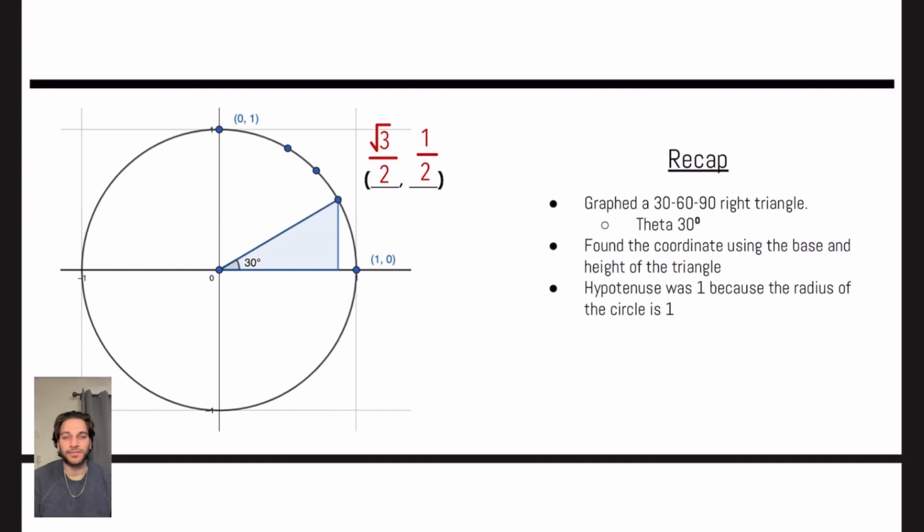Just to recap that, this is what that looks like. So what we did was we graphed a 30, 60, 90 right triangle. The theta angle that we used was 30 degrees, so that's here. We found the coordinate, the x comma y, using the base and the height of our triangle. So the base is your bottom side, and then the height is the rise part. So our x value is root 3 over 2, and our y value is 1/2. The hypotenuse that we used was 1, and that's because the radius of that circle is 1. So that means from the center to the circumference of the circle, no matter where I go around it, the length of that line is always going to be 1. So that is our radius.